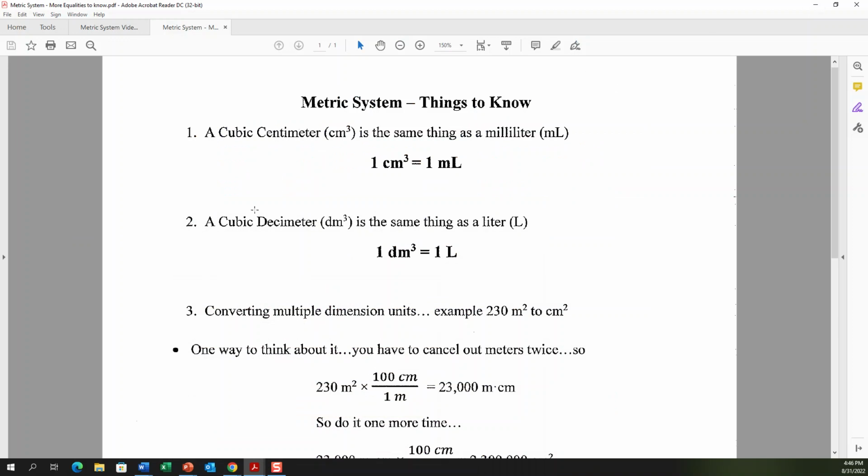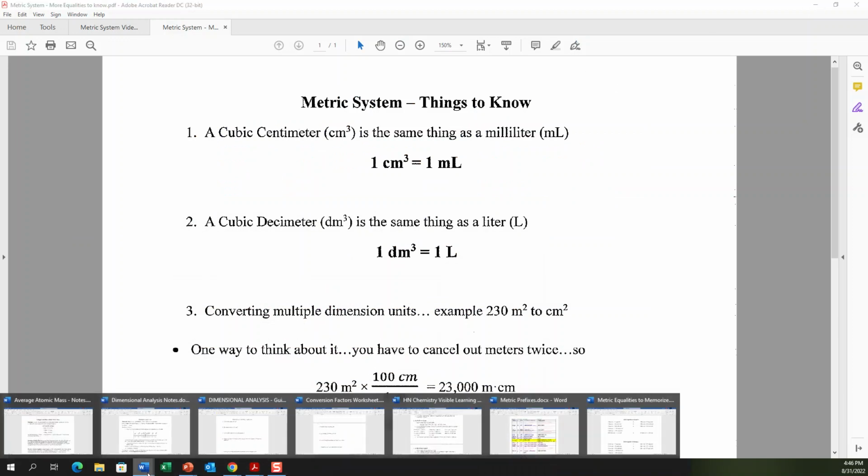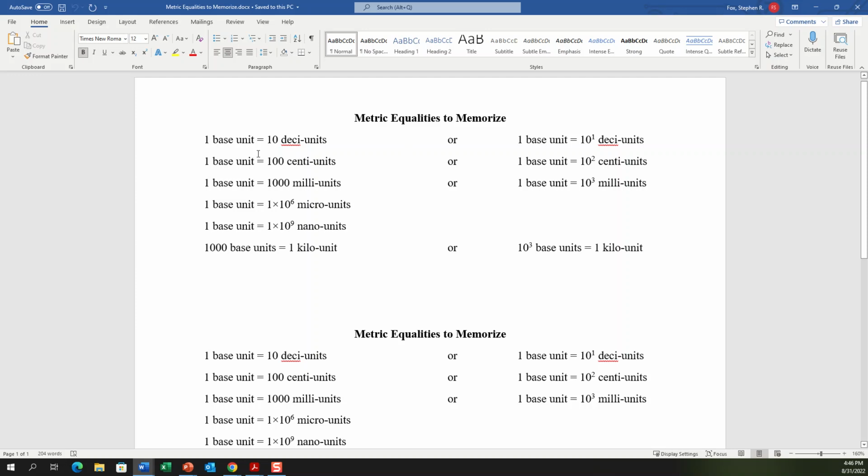The other handout is metric system equalities that you are responsible to know. So you're going to need to know 1 base unit is 10 deciunits, or 1 base unit is 100 centiunits. By base unit we mean we could replace it with gram, liter, second, mole, coulombs. So 1 coulomb is equal to 10 decicoulombs, or 1 mole is equal to 1,000 millimoles. It doesn't matter, it's just whatever unit you want. The metric system is just a prefix that is worth a certain amount.